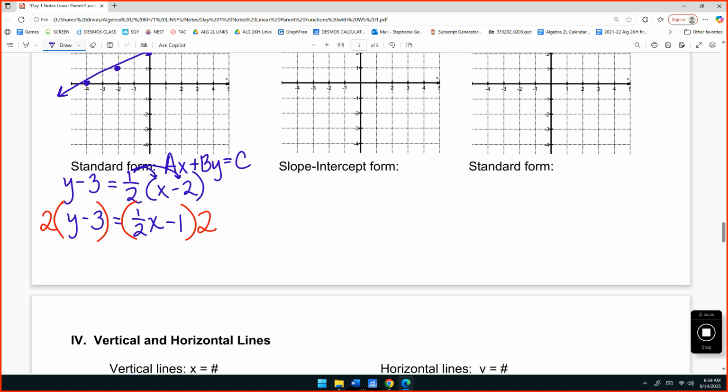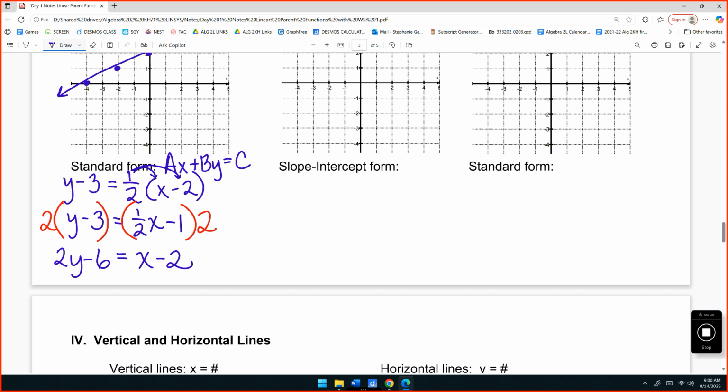Okay, so now I'm gonna distribute my 2 on both sides, right? So I'm gonna have 2y minus 6 equals 1/2 x times 2. Isn't that just 1x, right? Or just x? And then negative 1 times 2, isn't that just minus 2? Everyone okay with how we get here? Distributing the 2? Okay, now, goal is to be standard form.